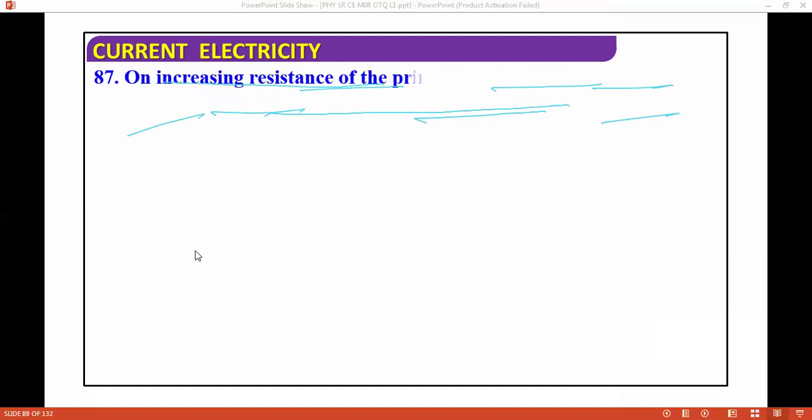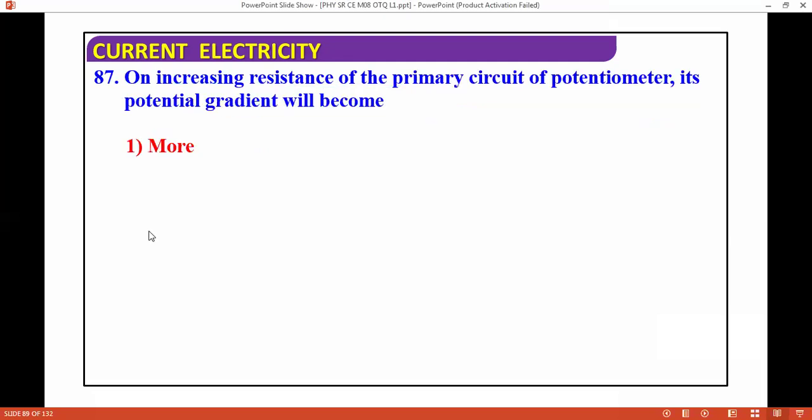Now we are moving to the next question. I hope all of you understood the questions. On only increasing the resistance of the primary circuit of the potentiometer, its potential gradient will become what? Less. On increasing resistance, the potential gradient will become less.